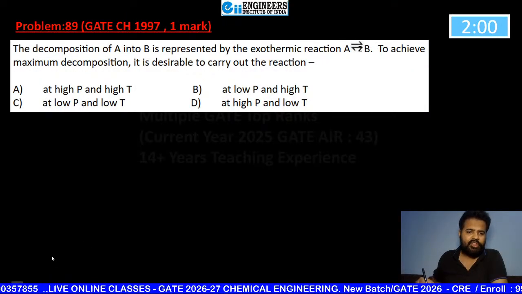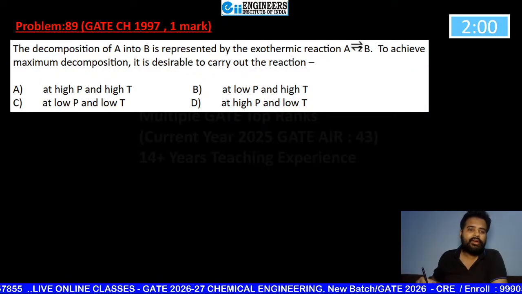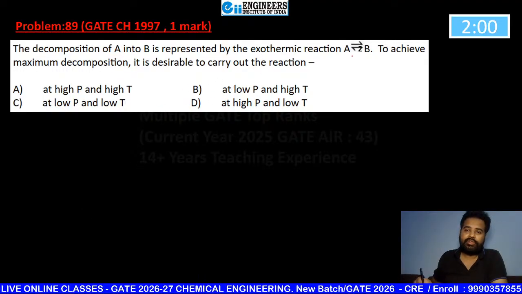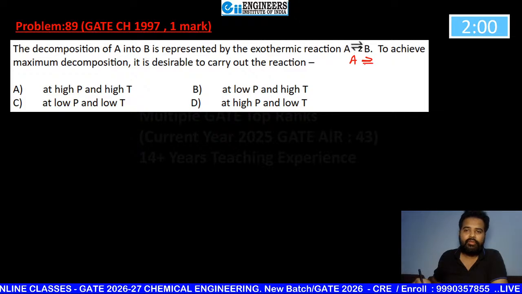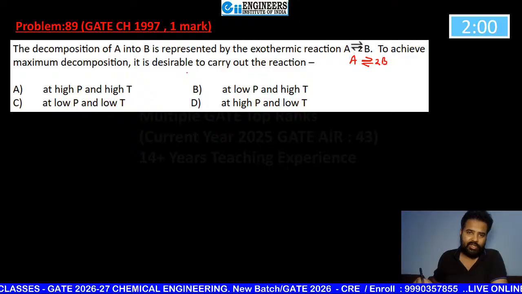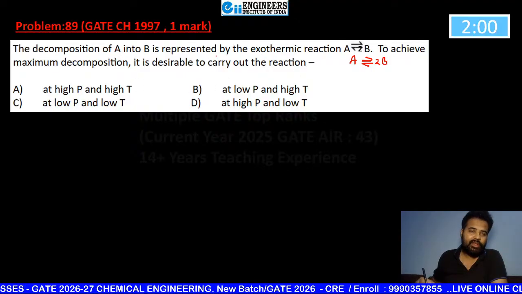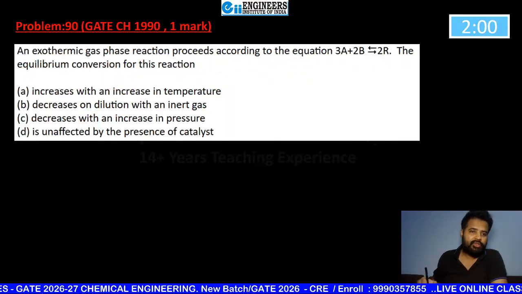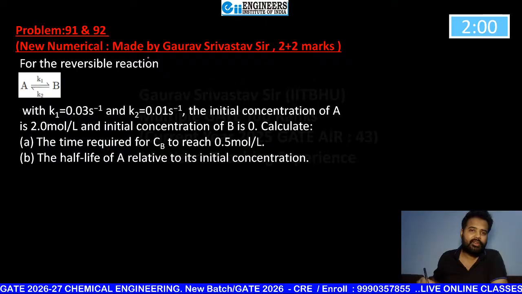A small PYQ. Please tell me this 89th number. A B is represented by an exothermic reaction. A is forming 2B. So to achieve maximum decomposition, it is desirable to carry out the reaction... Tell me, beta. My derivation is related to this numerical, so first I want to show this numerical.